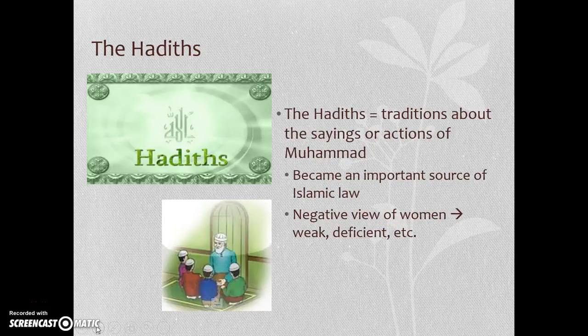Moving on to the hadiths. The hadiths were the traditions about the sayings or the actions of Muhammad. And this became an important source of Islamic law. And it showed a negative view of women, seeing them as weak, deficient, etc. A lot of the traditions were basically patriarchal. Even though Muhammad in his original sayings believed that women had equal rights with men, the Arab social structure was based mainly on patriarchy.